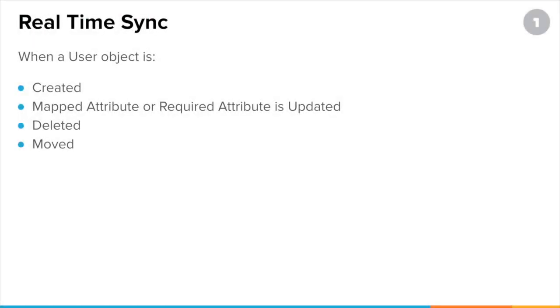And then the real-time sync. Again, triggered anytime a user is created, anytime one of their attributes has been updated, a user is deleted, or if a user has been moved, say from one OU to another. Okay? Those will all trigger real-time syncs. OneLogin should be updated immediately.